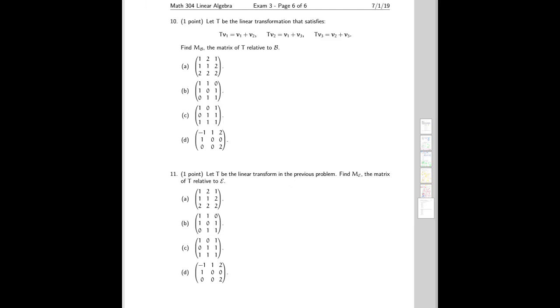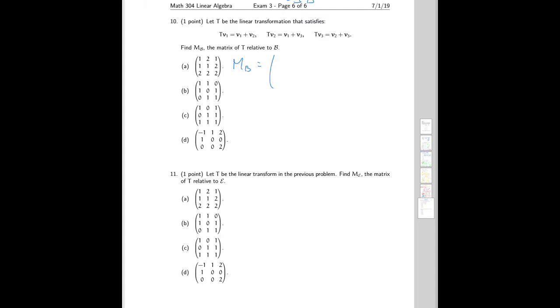Okay, and we know that T applied to v1 is equal to v1 plus v2. We know that T applied to v2 is equal to v1 plus v3. And we know that T applied to v3 is equal to v2 plus v3. So we know the matrix relative to the basis B. Well, the first column is going to be T applied to v1 relative to the B basis.